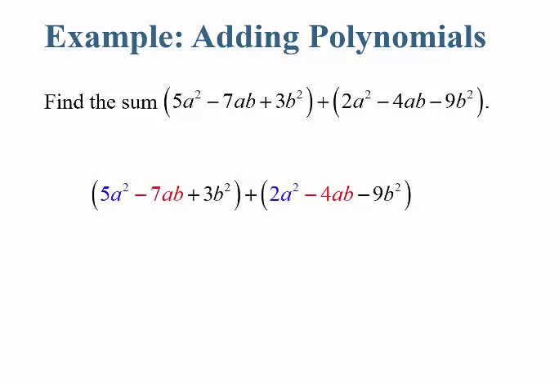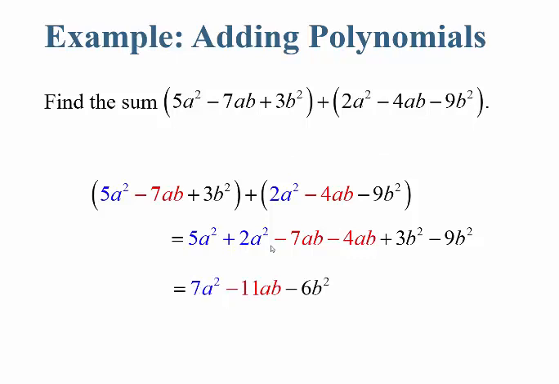Well, all I'm going to do is recognize where the like terms are. This is a like term with this, and this and this. So I'm going to rewrite it so that like terms are adjacent to each other. And then all I'm going to do is combine or add the coefficients. So 5 plus 2 gets me 7a squared. Minus 7 minus 4 gets me minus 11ab. And 3 minus 9 gets me minus 6b squared. And now looking at this, there are no longer any like terms, and I've just added these two different polynomials together.